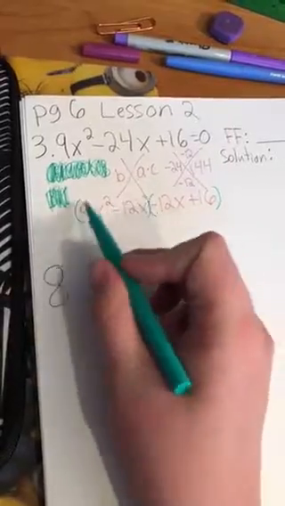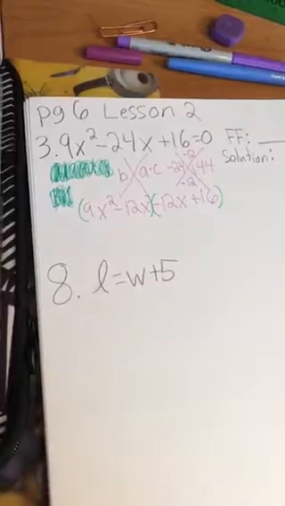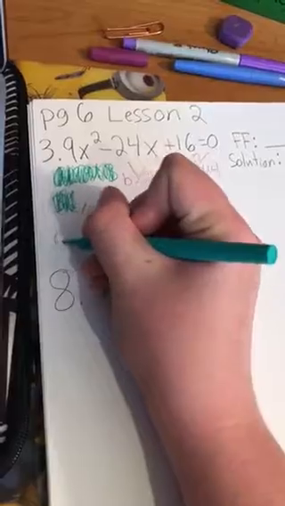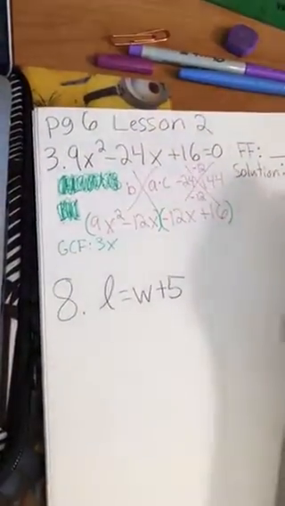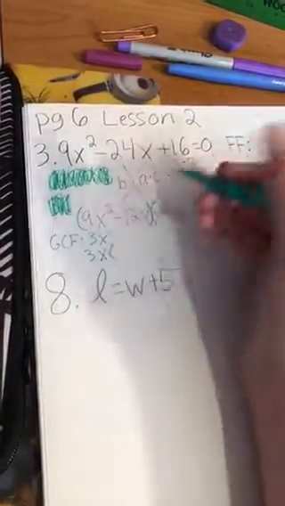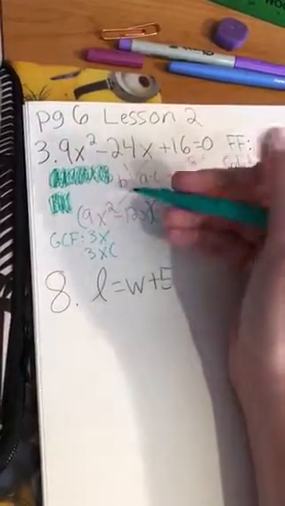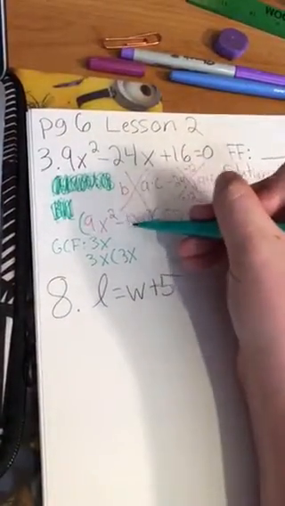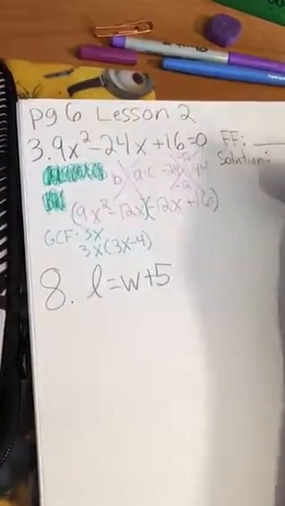Now pause the video to see if you can find a greatest common factor in the first group. You should have found that your greatest common factor in the first group is 3x. Once you find your greatest common factor, you divide it out. So you have 3x on the outside, and you have 9x squared divided by 3x to get you a 3x. Then you have a negative 12x divided by 3x, which gets you a negative 4.